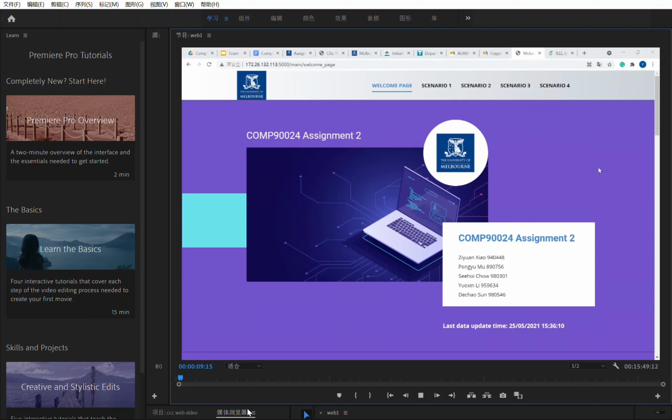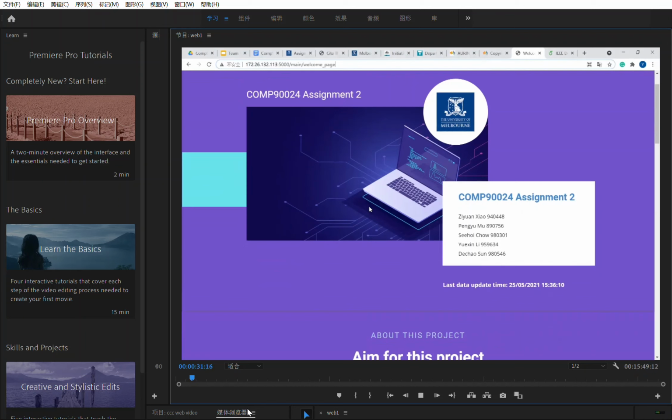Today I'm here to give you a quick tour of our front-end design and data visualization for 4 scenarios. First of all, our web application is deployed on the instance. Here we can type this to enter our welcome page.